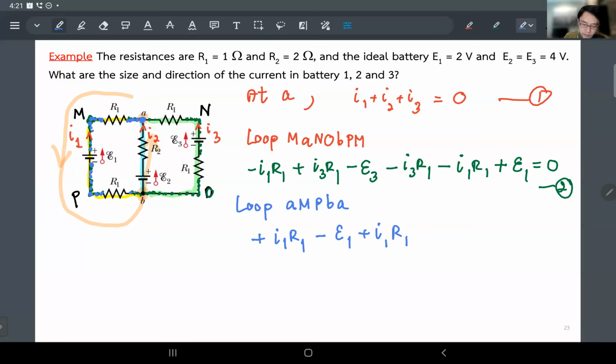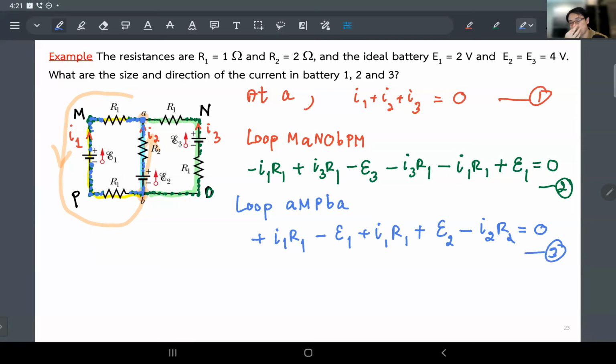Keep going. Now nothing. Now I've arrived at B, turn, hitting the negative end of the E2, going to the positive end. I'm going higher, uphill, plus E2. Keep going, hitting the R2 with the I2 going through, because I'm following the current I2. So I'm going toward a lower potential. I'm going downhill. So the change is going to be negative I2 R2. Now I've arrived back at A. Complete the whole loop. This sum must give you 0. This is your third equation.